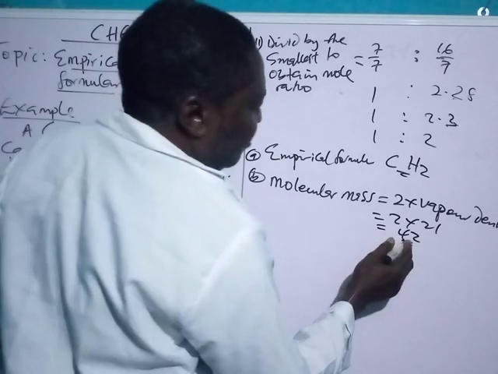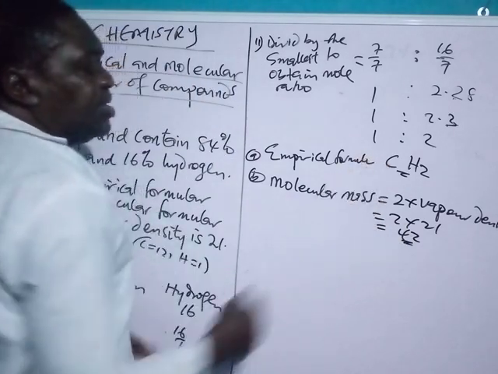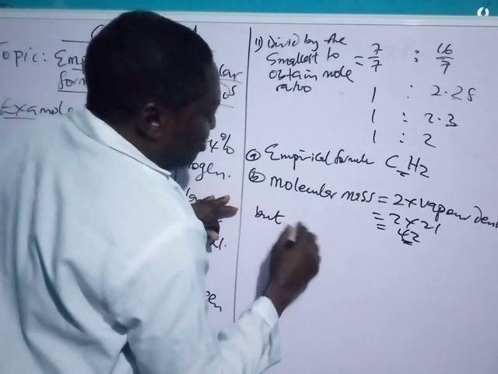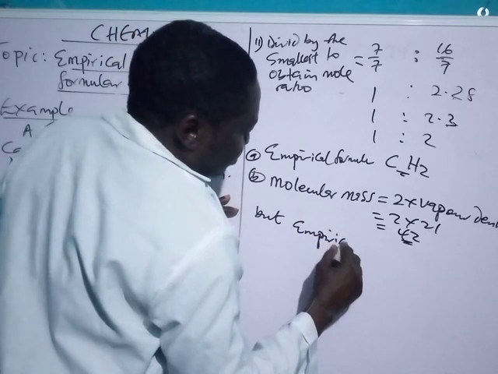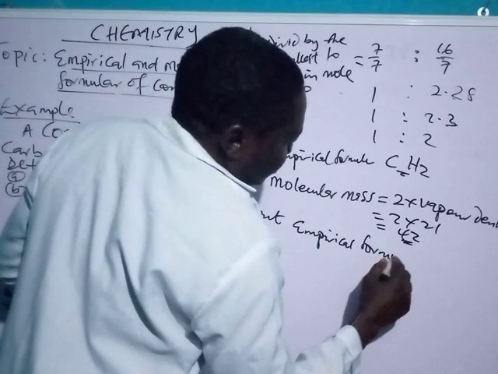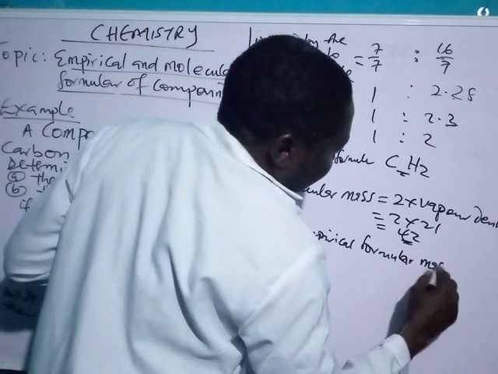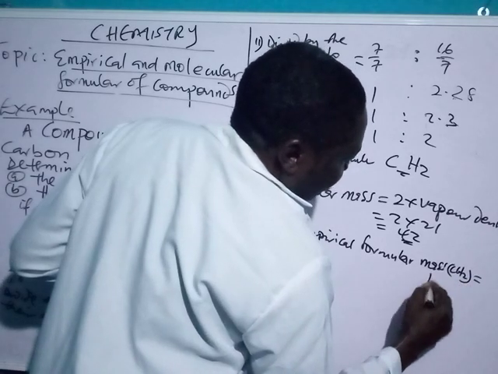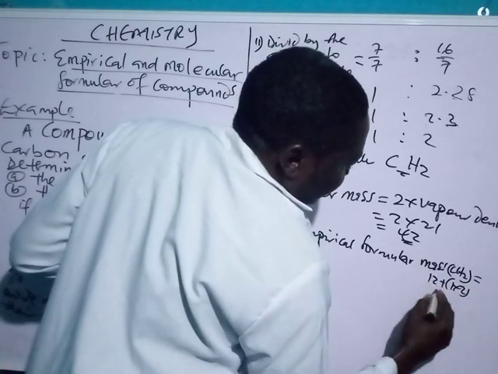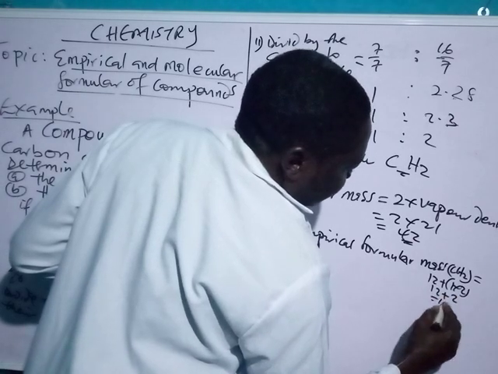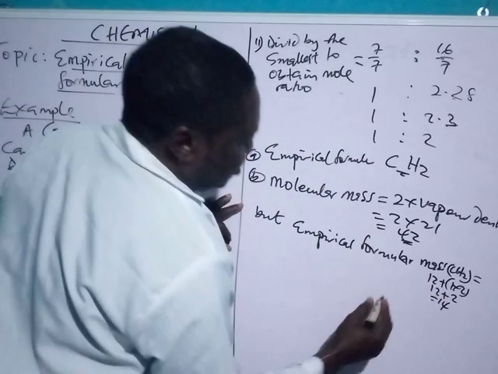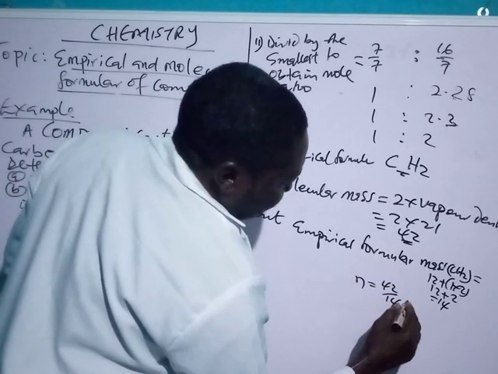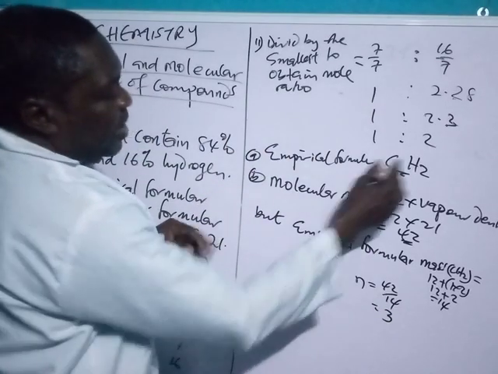In order to find the value which we are going to use to multiply the empirical formula, calculate also the mass of the empirical formula. The empirical formula mass, which is CH2, is C is 12 plus 1 times 2, which is 12 plus 2, gives you 14. Then use this 14 to divide 42. You can just call it n. n equals 42 over 14, which automatically gives us 3. Use this 3 to multiply the empirical formula.